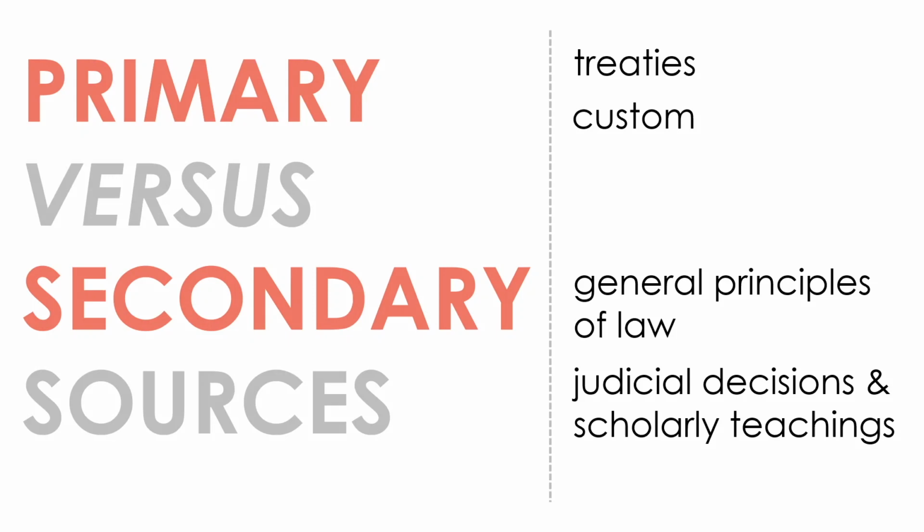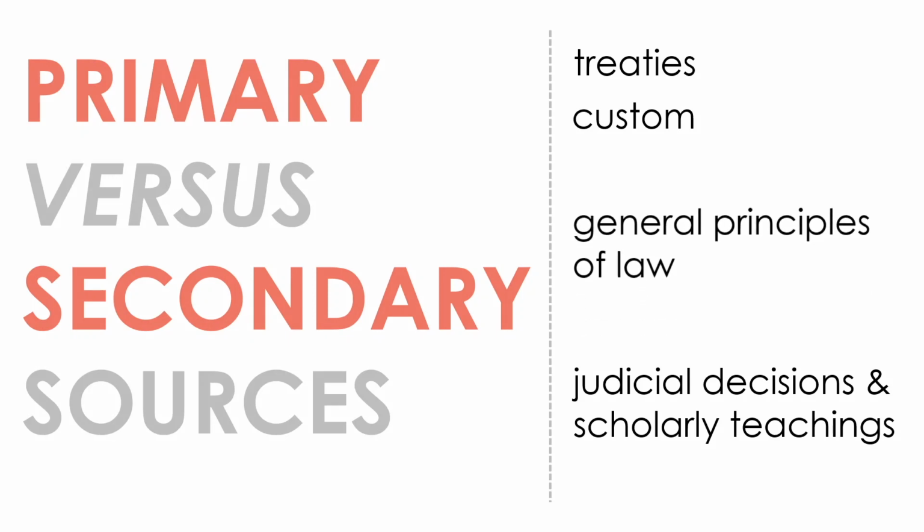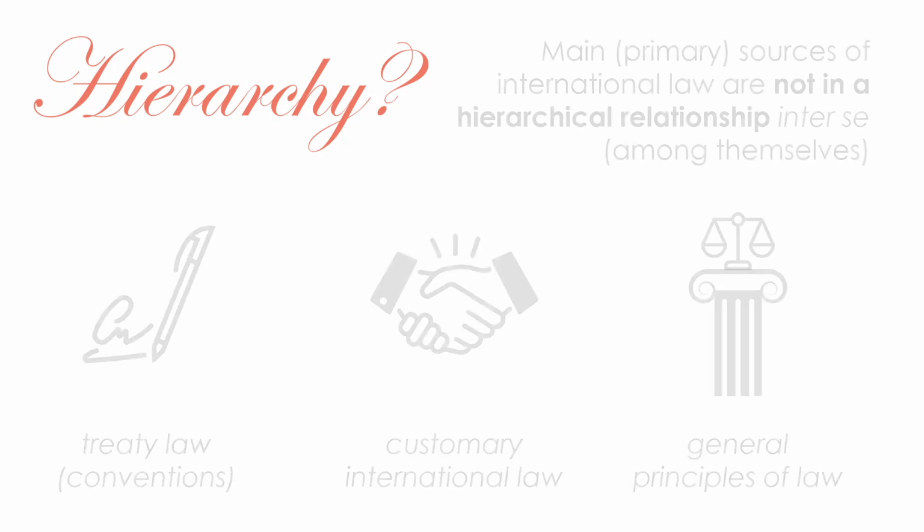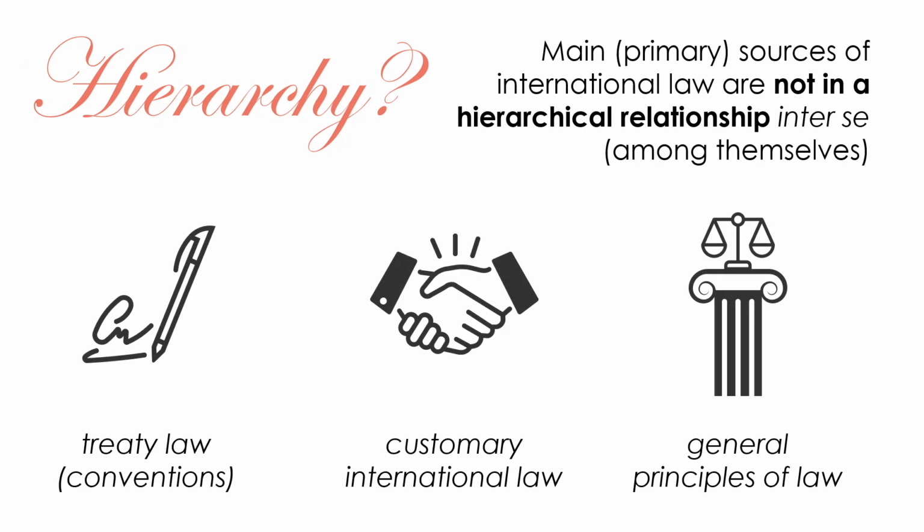However, the approach of the International Law Commission is that general principles of law also fall under primary sources of international law. Is there any hierarchy among these? No. Main or primary sources of international law are not in a hierarchical relationship among themselves. So treaty law, customary international law, and general principles of law are all equal.